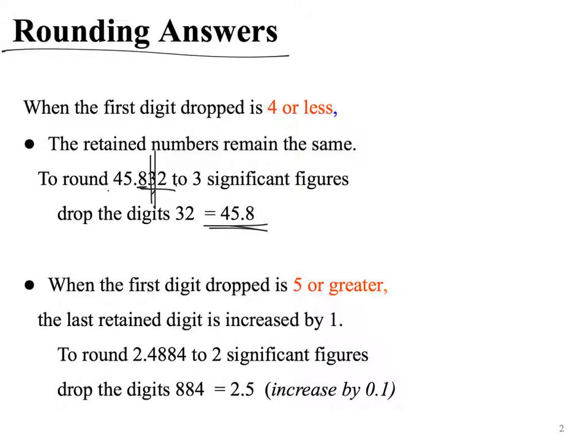The other case is when the first digit dropped is 5 or greater. For example, if we have this number over here and we want to round it to 2 significant figures, we'll have 1 and 2, and then we'll have to cut it right here. We stop it right here with our 4. We look to the right, it's an 8. 8 is greater than 5, so we need to add 1 to this one. So our number will be 2.5.